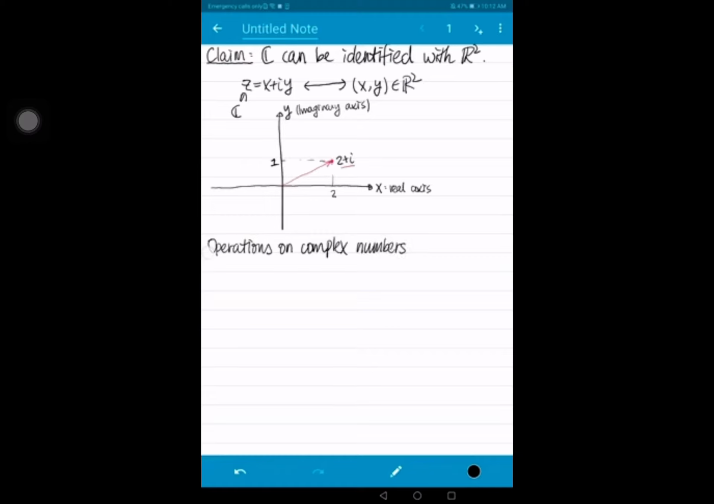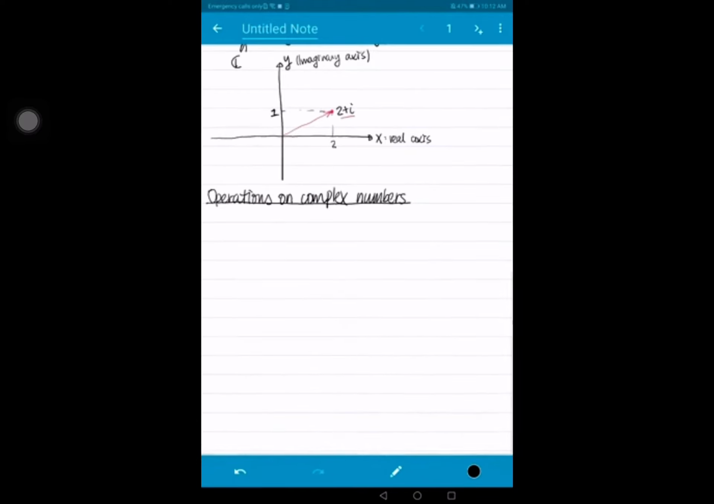So this is analogous to operations on real numbers. For example, if you have 2 real numbers, you can add them, subtract them, multiply them, and divide them. So now we want to understand what happens if you want to add 2 complex numbers, right?